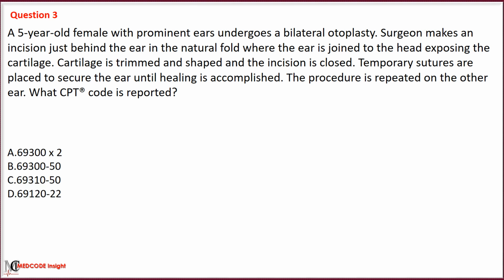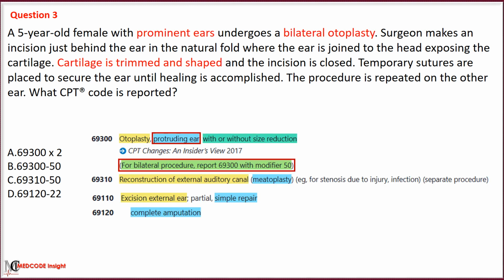Option A with code 69300 times 2. Option B with code 69300 along with modifier 50. Option C with code 69310 along with modifier 50. Option D with code 69120 along with modifier 22. In this scenario, a female patient with prominent ears undergoes bilateral otoplasty.